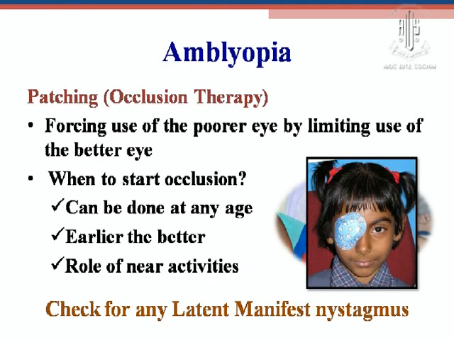In case the child has presented to you with a difference of more than 2 lines in between the 2 eyes, patching should be given. We can start patching at any age, earlier the better. Role of near activities along with patching should be emphasized. Before giving patching, we should always look for any latent manifest nystagmus on uniocular occlusion. If the child has any latent manifest nystagmus, penalization should be preferred over patching in such cases.